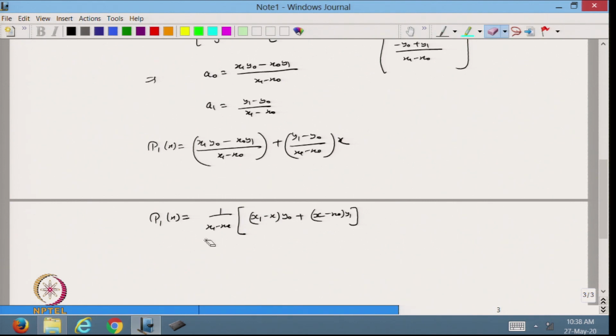So, from here I can see very clearly that if I put x is equal to x0, then this will cancel out and this will be x0, and this x1 minus x0 will cancel out and I will get y0. And if I put x is equal to x1, in that case this value will be 0, and then from here x1 minus x0 will cancel, I will get y1. So, that is the corresponding interpolating polynomial.